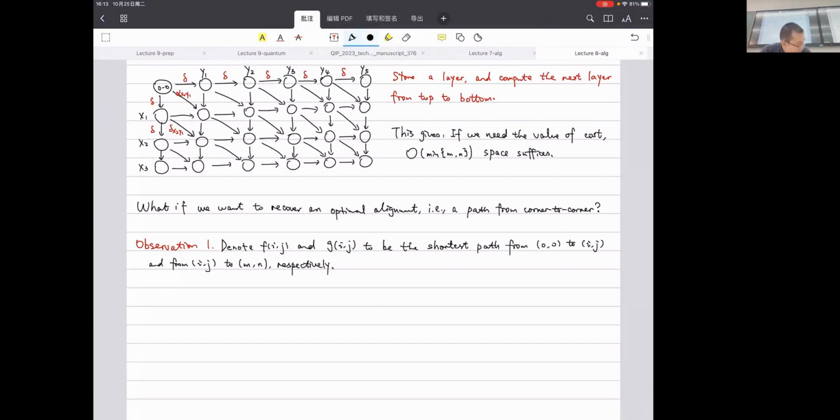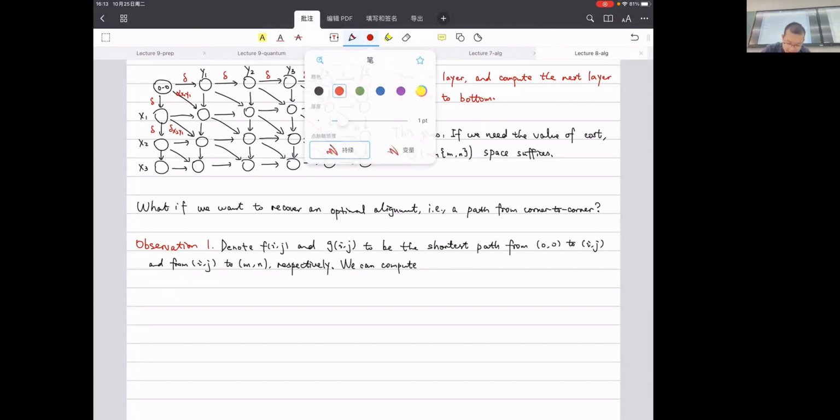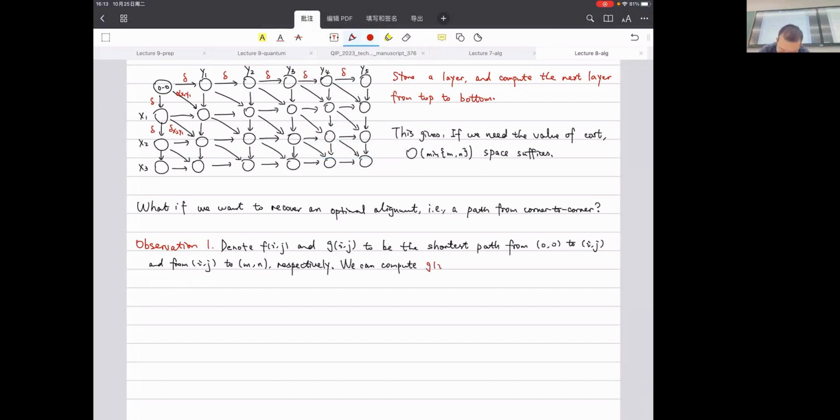So I think the first basic observation we are going to make is that although G_ij is moving from (i,j) to (m,n), we can do this in a reverse sense. That is, we can compute G_ij by reversing the edge orientations and inverting the roles of (i,j) and (m,n).